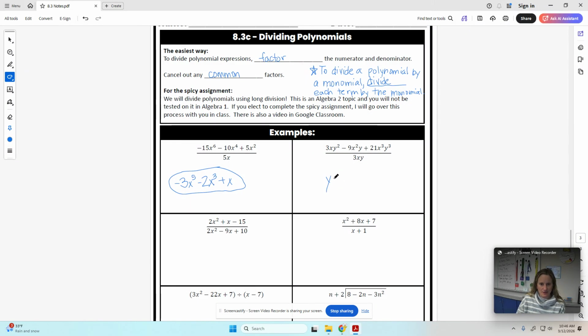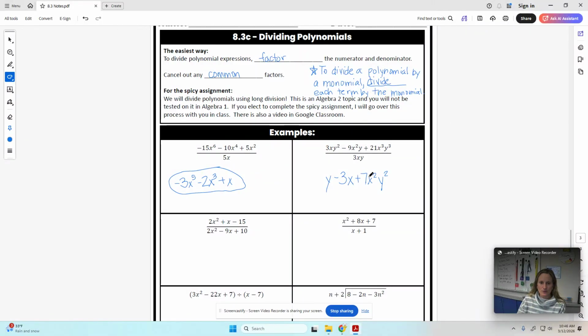Negative 9 divided by 3 is negative 3. X squared divided by x is x to the first. Y divided by y cancels out, it's 1, so that's all that's left there. 21 divided by 3 is 7. X to the third divided by x is x squared. And y to the third divided by y is y squared. So that's my final answer, except it's not in standard form, so I need to rearrange it.